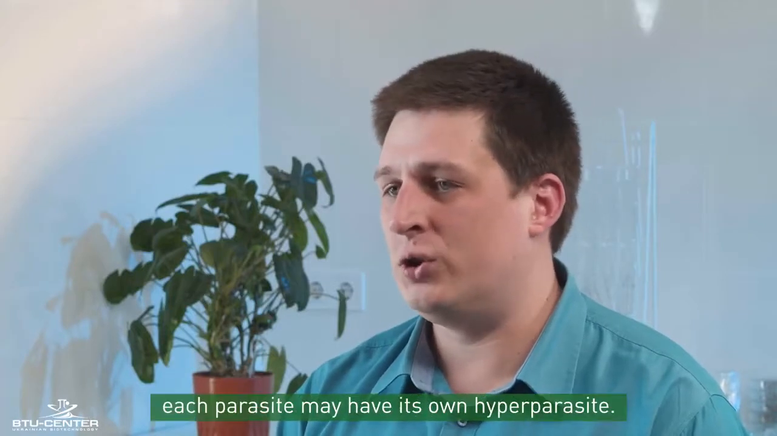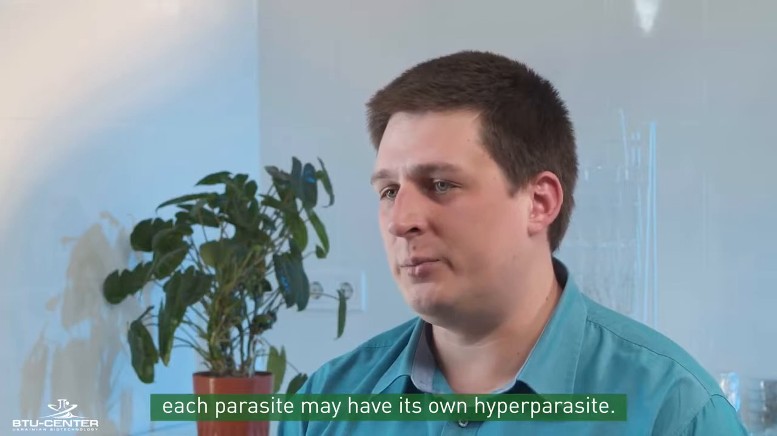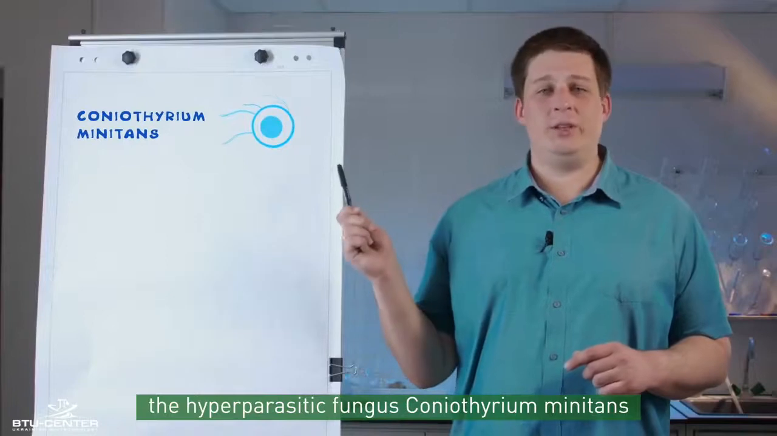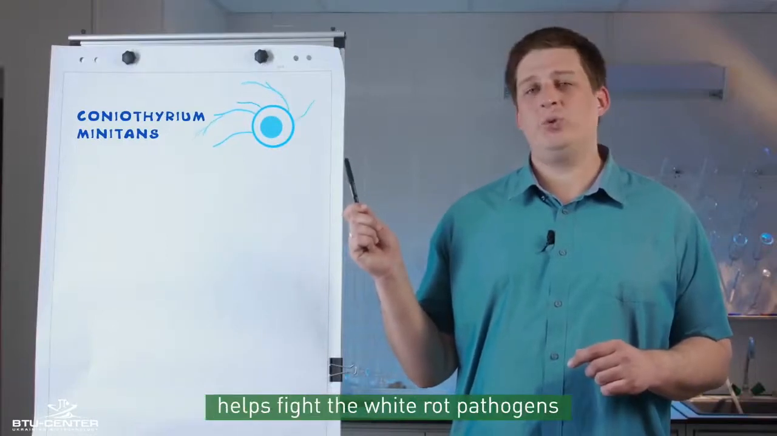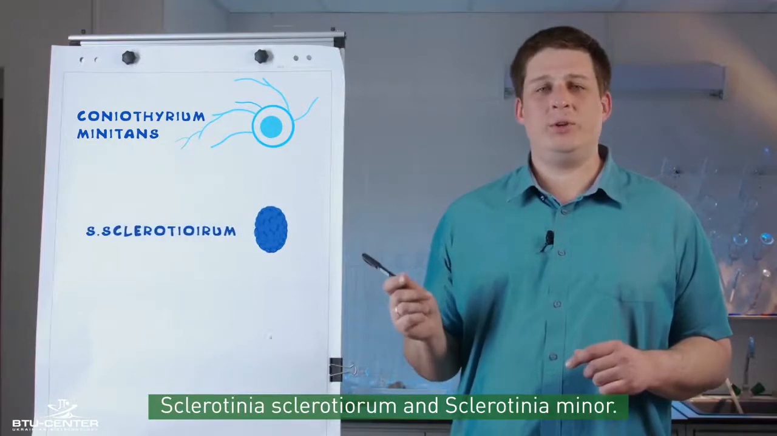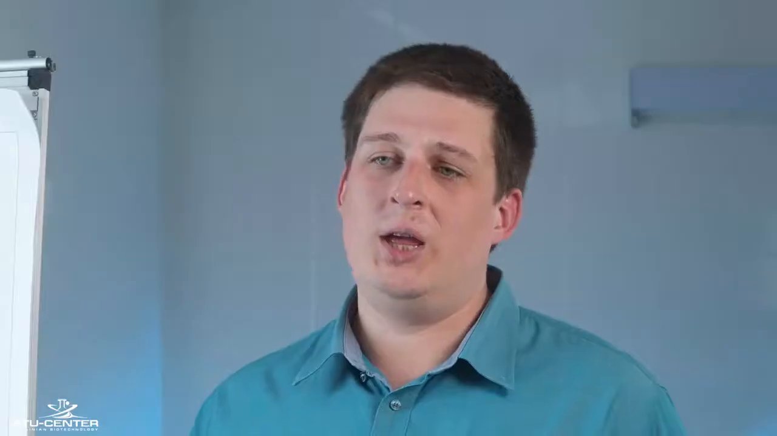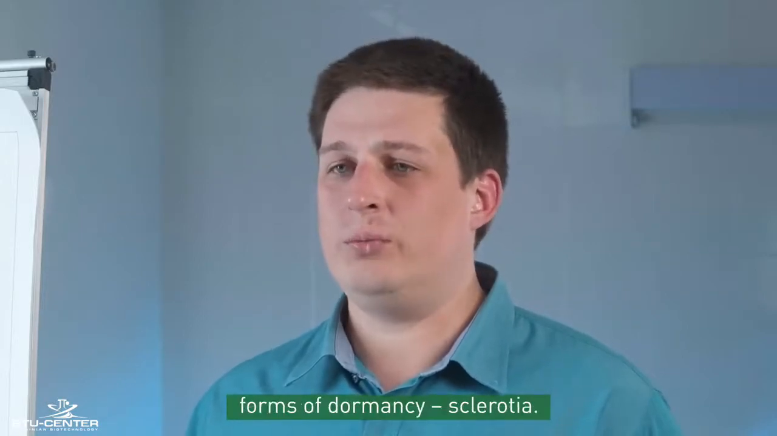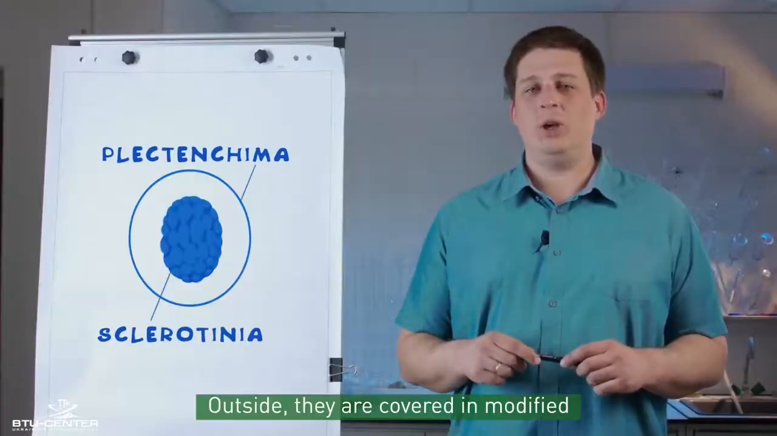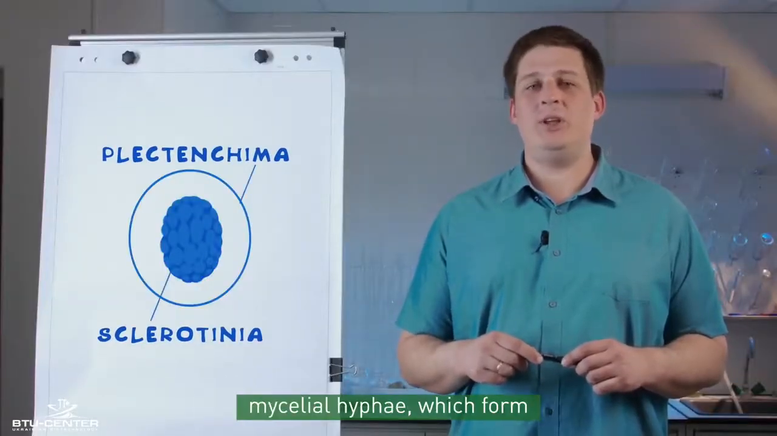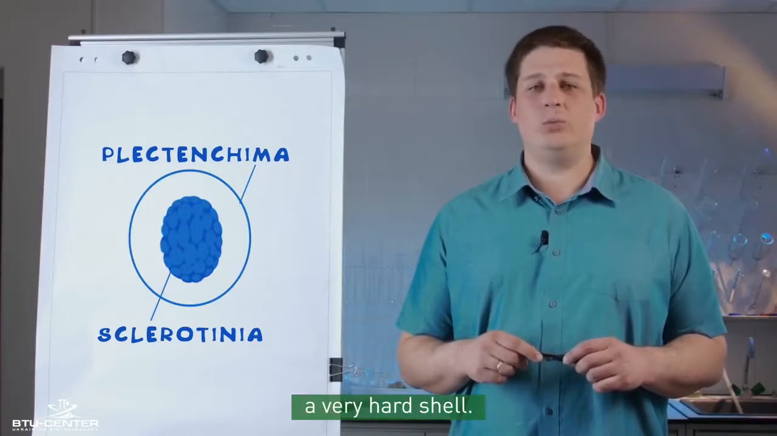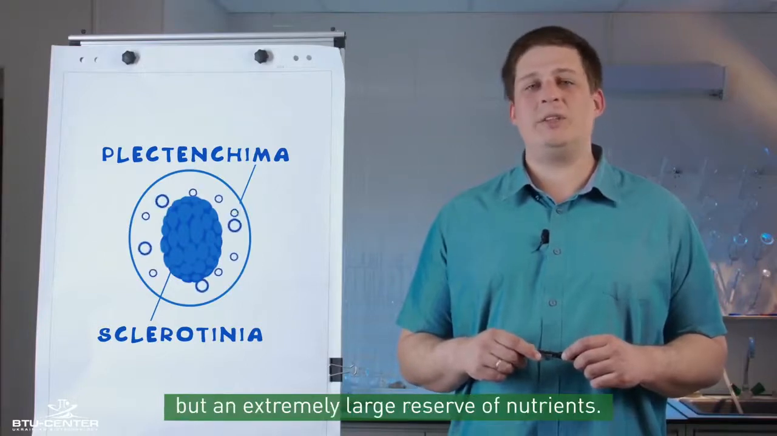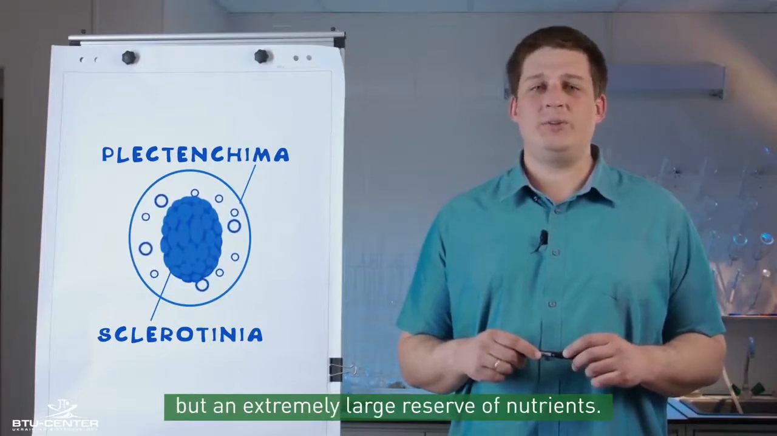Besides, do not forget that each parasite may have its own hyperparasite. Let's take an example of how the hyperparasitic fungus Coniothyrium minitans helps fight the white rot pathogens Sclerotinia sclerotiorum and Sclerotinia minor. Sclerotinia is known to create very strong and tenacious forms of dormancy, sclerotia. Outside, they are covered in modified mycelia hyphae, which form a very hard shell. Inside, sclerotia contains very little moisture, but an extremely large reserve of nutrients.